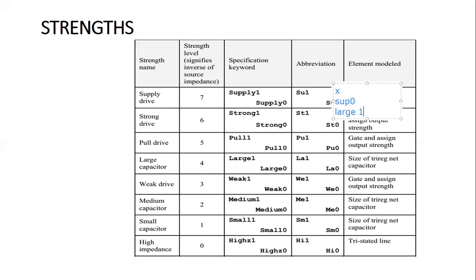Actually, X should be equal to 1 because 1 is higher. But according to strength, supply is higher. So even if it is a low, supply 0, the output will be equal to 0 because supply has the highest strength in Verilog compared to large. So that will be useful when you are using fan in and fan out signals, multiple signals driving a line.